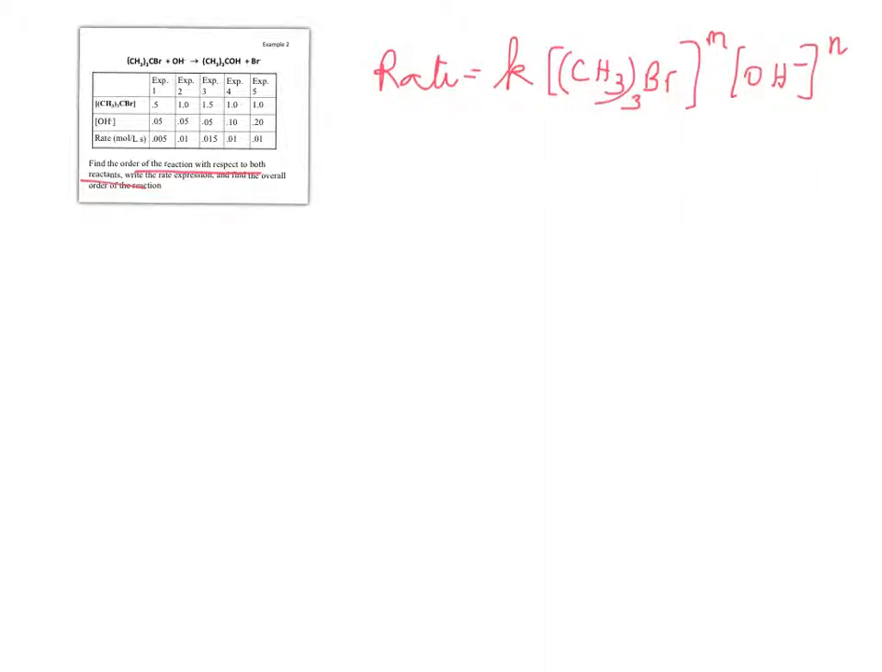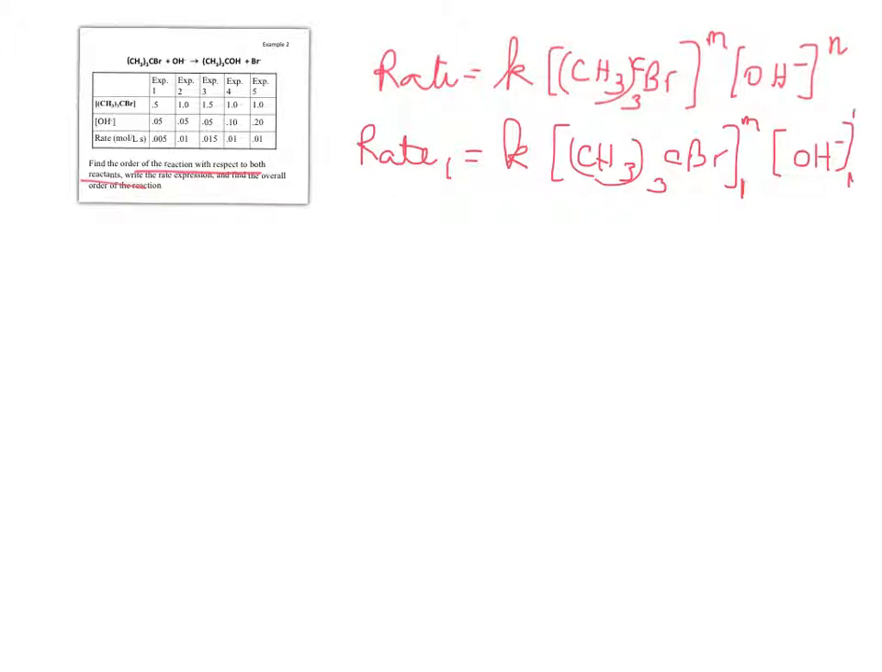So hopefully you can see that you will be able to write down rate 1 is equal to K T-butyl bromide. There's a C missing here. Br. I'm going to just say 1 for the first concentration. Hydroxide is 1 as well. So let's start plugging in the numbers. 0.005 is equal to K times 0.5, that's right here, times hydroxide is 0.05 raised to the power of N.